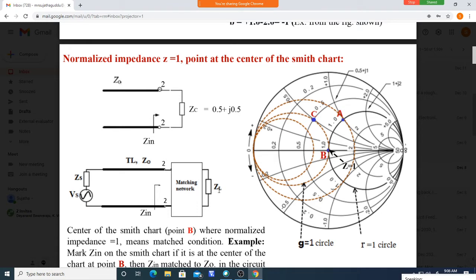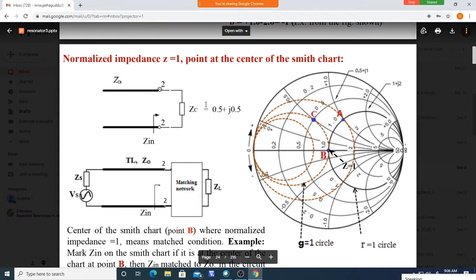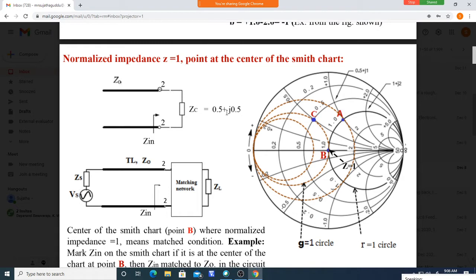So by adding some components to this ZL, like a capacitor and an inductor in series and in shunt along with this ZL, we can change the impedance looking between these two terminals. For example, some impedance is given here. We should change this impedance to 50 ohm. It is not 50 ohm. 50 ohm means normalized is equal to 1. ZL must be equal to 1, but it is not the value.